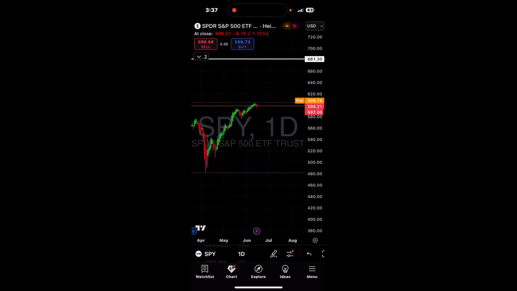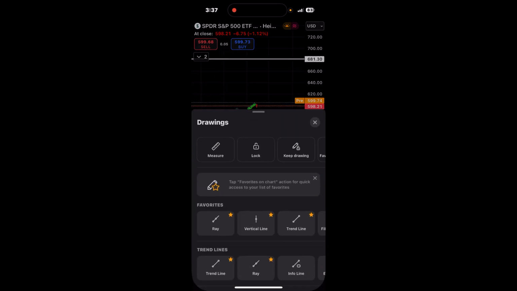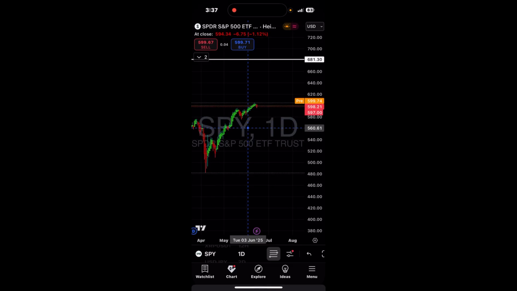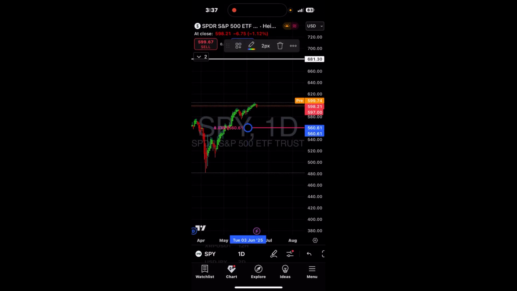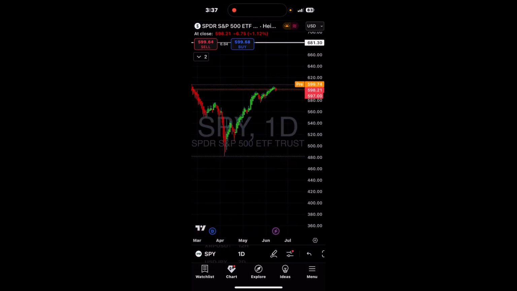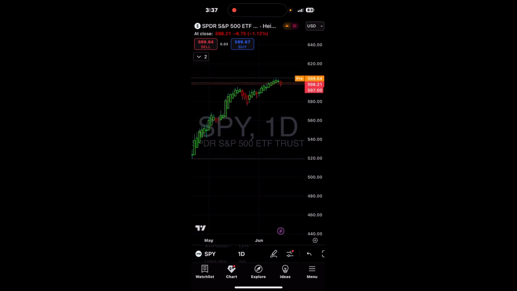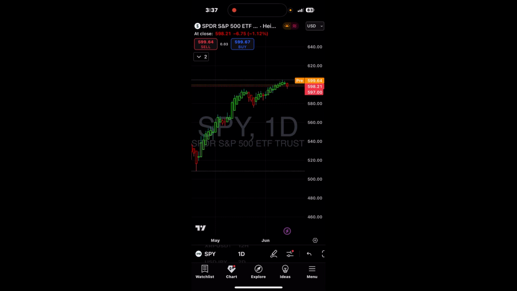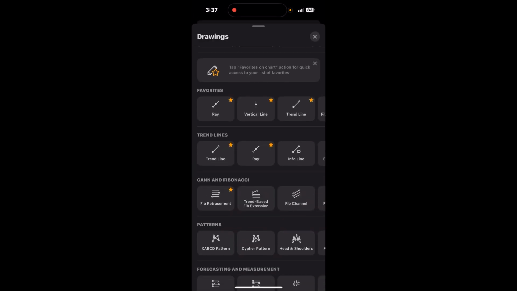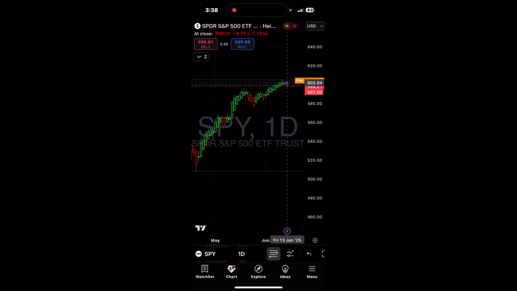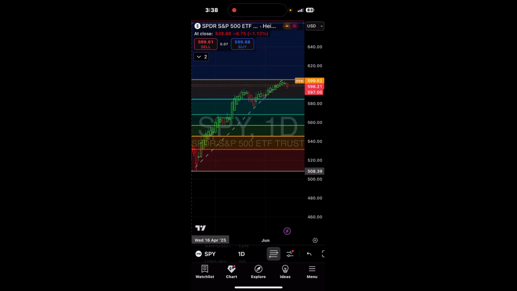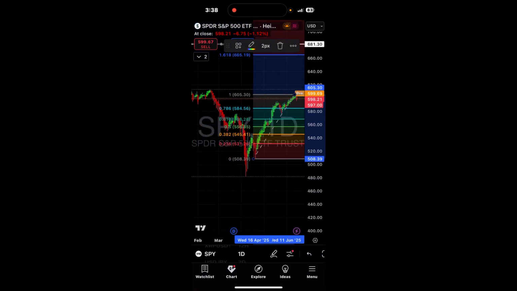To find bullish momentum, you want to go from the top down, which is going to do the opposite. So it's going to be from this one here to the one down here. And once you do that, you want to make sure you lock it. And then you've got your Fibonacci.